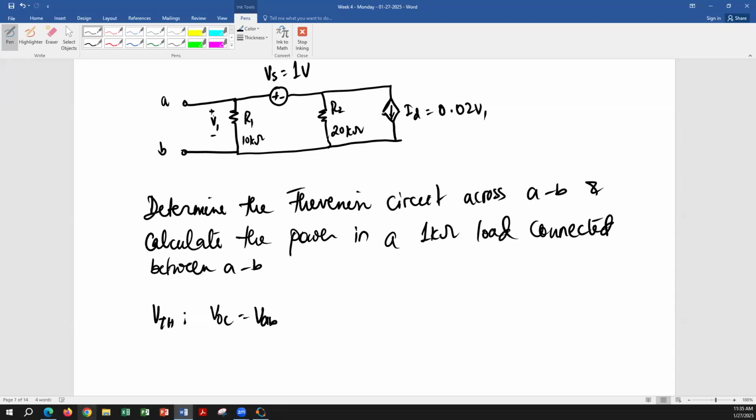If I have to do it, I'm just going to apply mesh on the loop with Vs because we already know the current in that mesh, which is ID. And once I know the mesh current, then of course I know R1, which will be mesh current times R1, right? Then I can find the open circuit voltage. So if I'm using this, I'm going to apply mesh analysis. Call this current I1. This current we already know is ID.